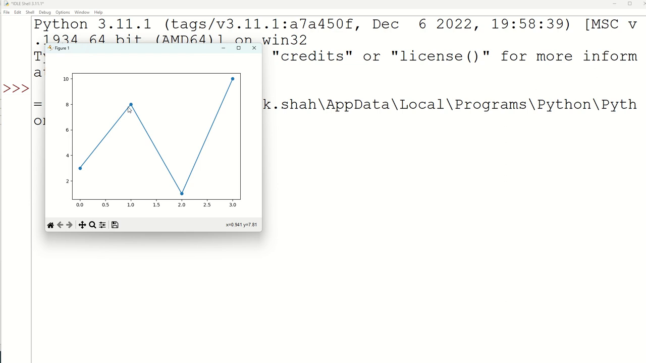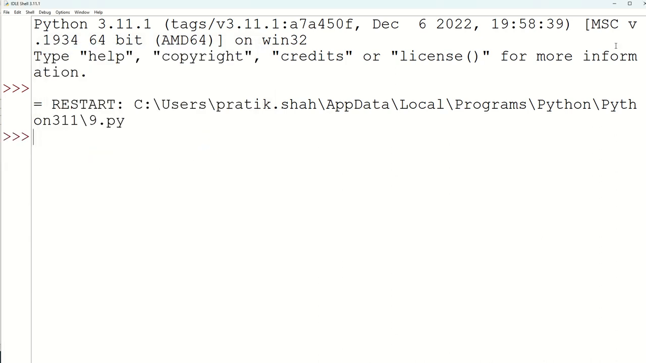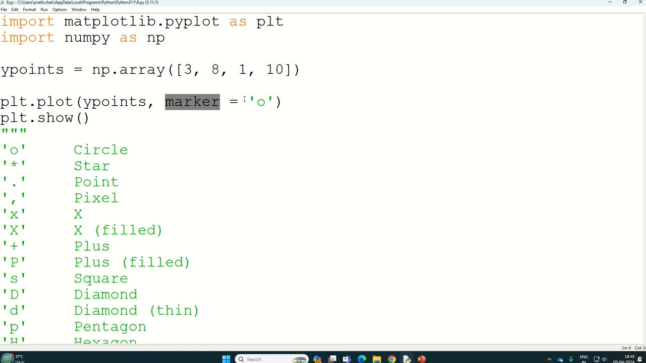So obviously marker equal to circle. Here we have used one keyword argument. That keyword argument is marker, which is used to emphasize each point with the specified marker. Each point means this one, or this one, or this one. So obviously it will emphasize each point with the specified marker. Now, what does specified marker mean? Here we have specified marker equal to what?